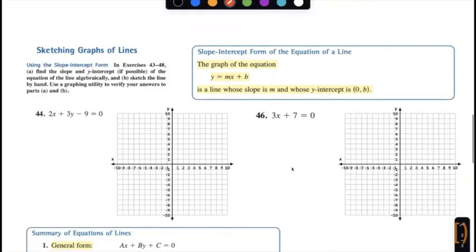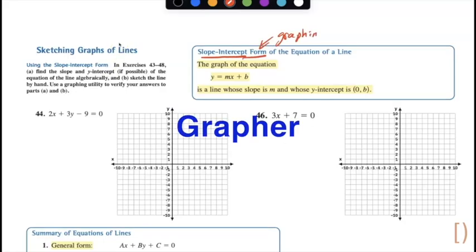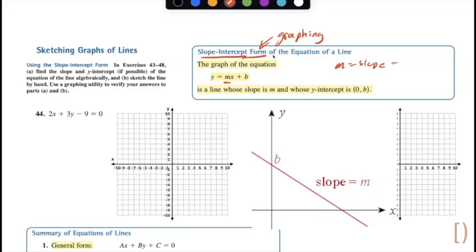The next, sketching graphs of a line. When you want to sketch a graph of a line, that's when we're going to use slope-intercept form. That's best for graphing. The slope-intercept form is my grapher. So when you want to graph, you want to do slope-intercept form. Because it tells you everything you need to graph, it gives you your slope. M is slope, which is just rise over run, delta y over delta x. And then b is the y-intercept, which is exactly what it sounds like. It's your first point. It's where you start.